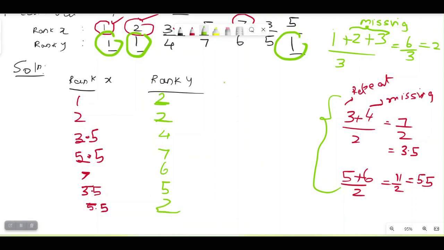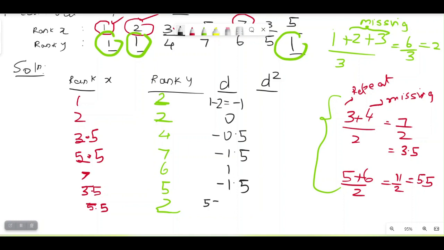Now the rest part is obvious. You have to just do D like how we earlier did in the previous problem and find D square. Now D is what? Rank X minus rank Y. So it's 1 minus 2, which is minus 1. 2 minus 2 is 0. 3.5 minus 4 is minus 0.5. 5.5 minus 7 is minus 1.5. 7 minus 6 is 1. 3.5 minus 5 is minus 1.5. And 5.5 minus 2 is 3.5.